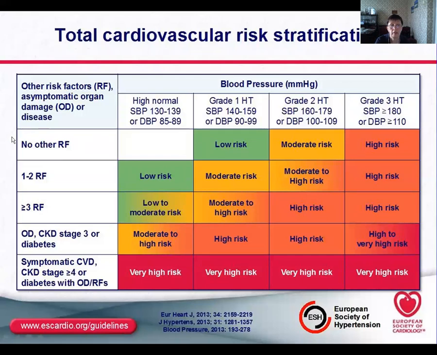For example, if the patient has no risk factors and his blood pressure is normal, there will be no risk at all. But even if your blood pressure is normal, but you have risk factors, your risk is growing and may be even very high in case of symptomatic cardiovascular disease, for example, ischemic heart disease, or diseases of the kidneys, or diabetes.